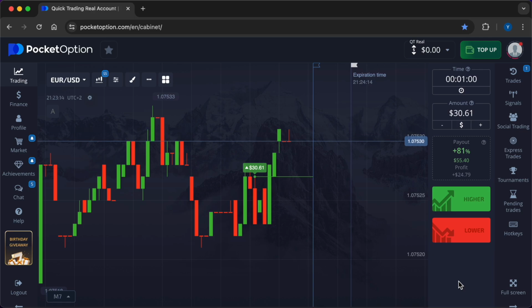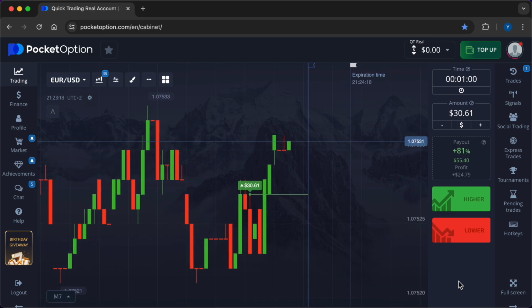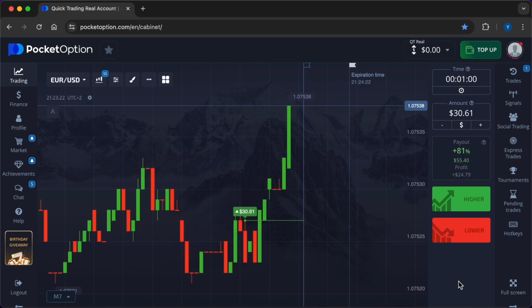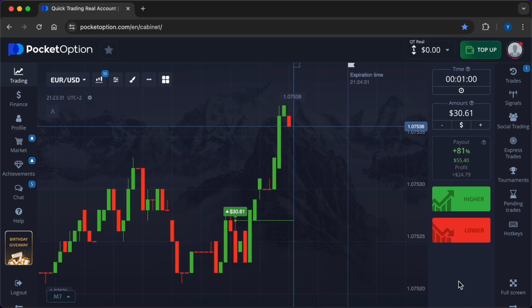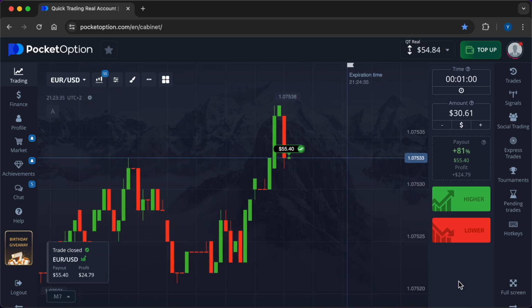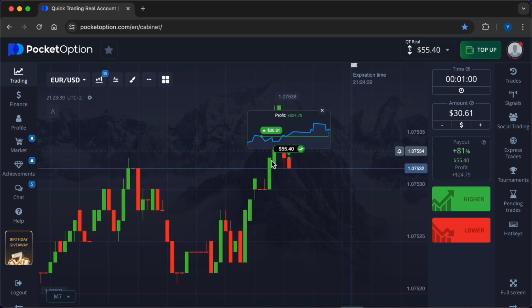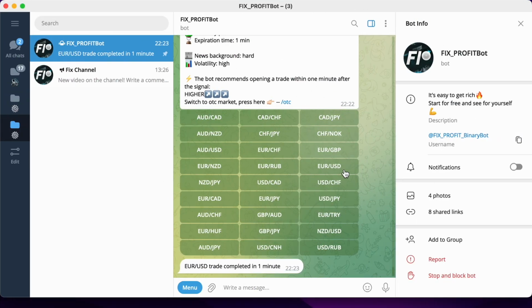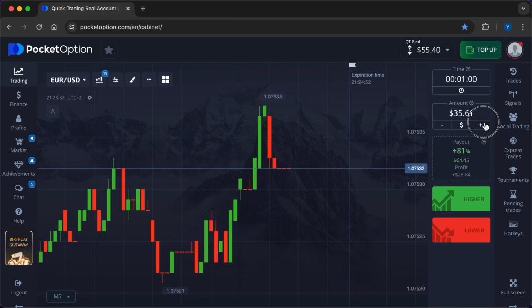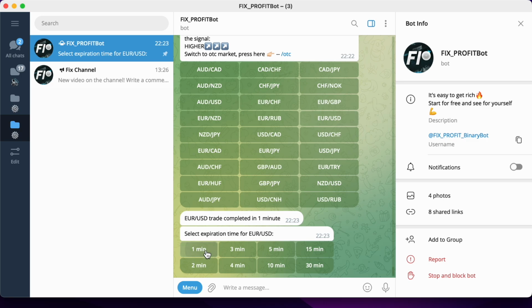Interest rate announcements often lead to significant volatility, which can be very profitable if approached with the right strategy. By the way, I know how to use technical and candlestick analysis, price action, and 30 indicators. And here is the result of my powerful skills. A new profit. Now I will enter a new operation for $55.40.